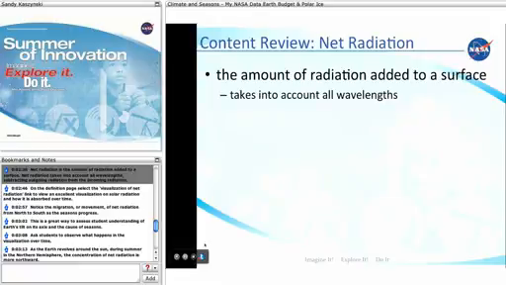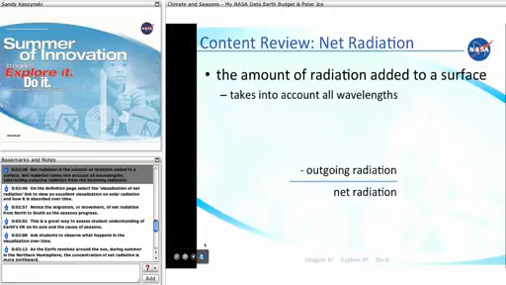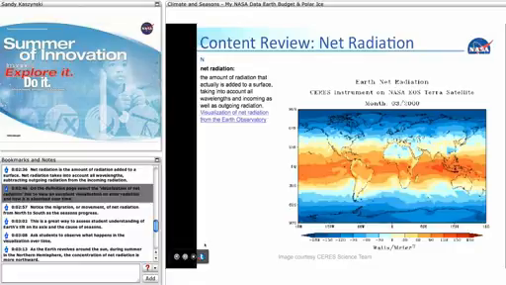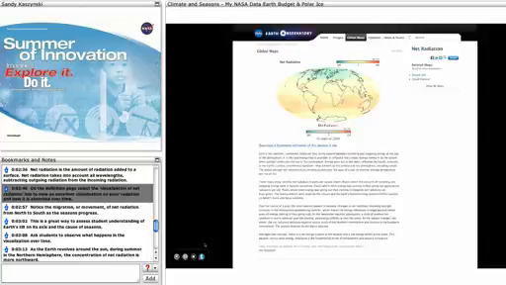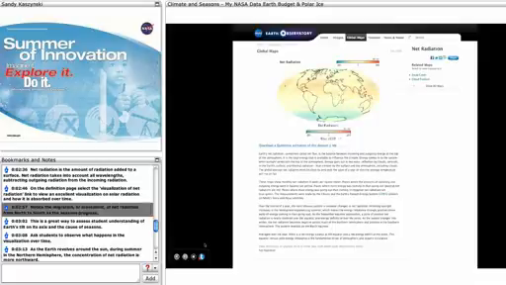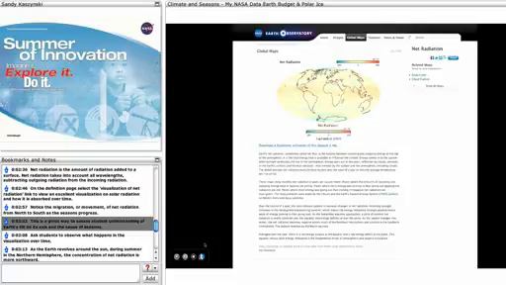Net radiation is the amount of radiation added to a surface. Net radiation takes into account all wavelengths, subtracting outgoing radiation from the incoming radiation. On the definition page, select the Visualization of Net Radiation link to view an excellent visualization on solar radiation and how it is absorbed over time. Notice the migration or movement of net radiation from north to south as the seasons progress. This is a great way to assess student understanding of Earth's tilt on its axis and the causes of seasons.